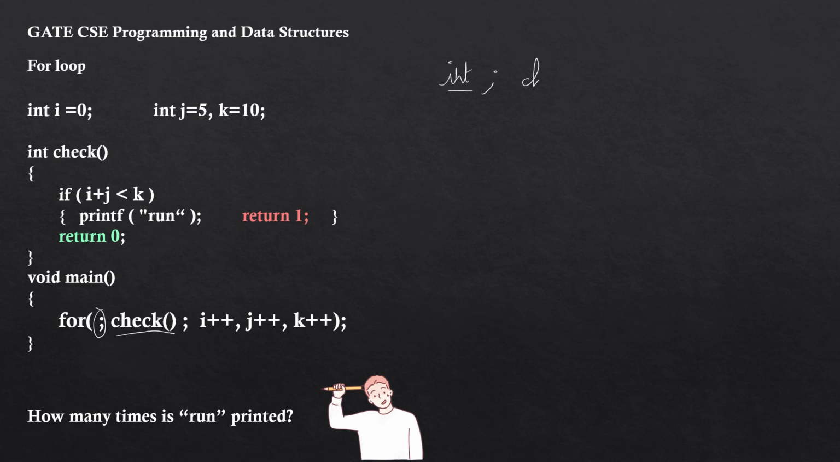Next, here we are giving a function. Yes, functions are allowed in the condition. So first time we are calling the check function. i is 0 here, j is 5 and k is 10. So first time check is called. It is checking if 0 plus 5 is less than 10, which is true. So it prints run one time.